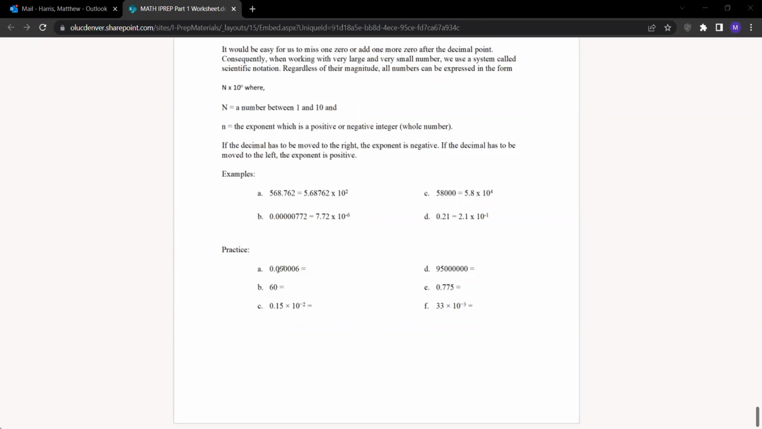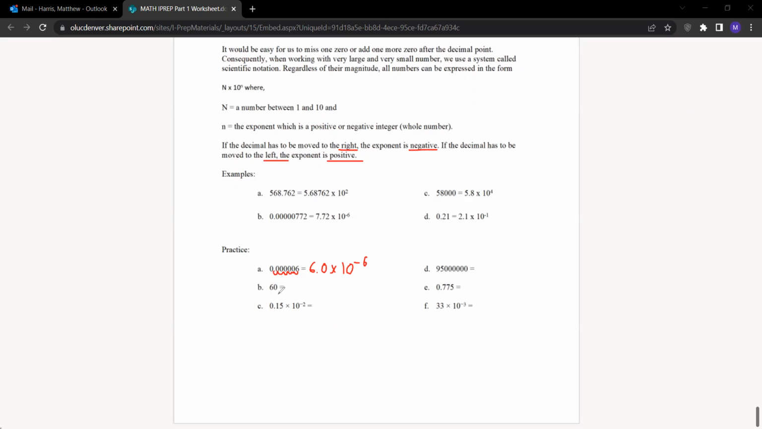So here is our first number. We have 0.000006. So what we do is we move the decimal, right? 1, 2, 3, 4, 5, 6. So 6.0 times 10 to the negative 6. And this is important. Remember, if we move to the right, the exponent is negative. If the decimal point moves to the left, the exponent is positive. So here we move to the right, so our exponent is negative. All right, cool.